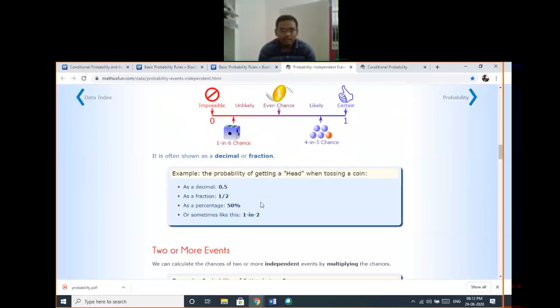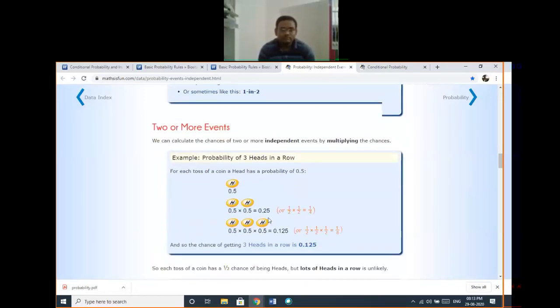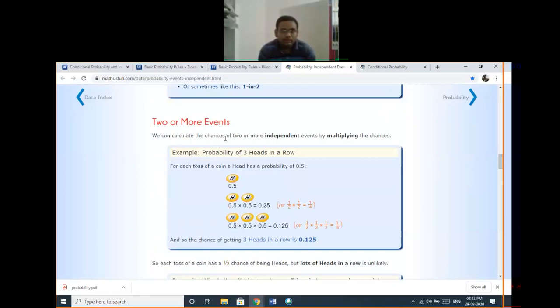So here is another example. The probability of getting a head when tossing a coin is 1 by 2, or you can write this in terms of decimal values, or in percentage values, or you can also say it in terms of 1 in 2. Okay, so see, we can calculate the chance of two or more independent events by multiplying the chances.